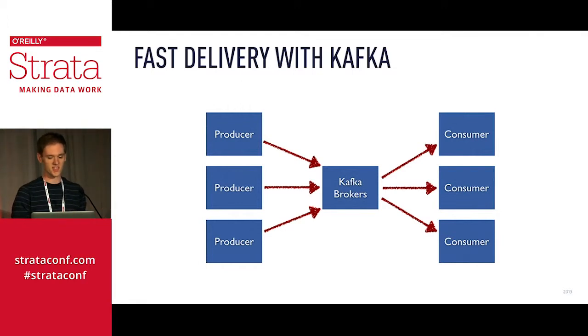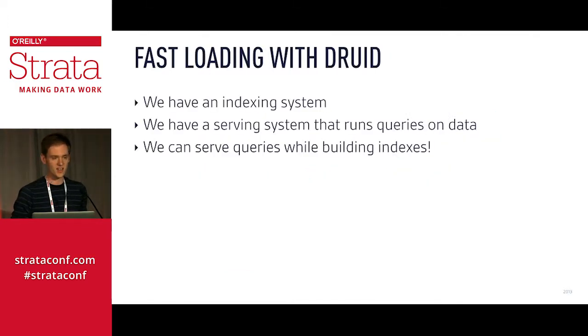So once we have this, the natural thing to do is to hook up Druid as a Kafka consumer, which is what we did. And the way we did that is we looked at what we have with Druid. We have a query system, we have an indexing system. Why don't we just combine them together? And that's basically what we did. We now have an indexer that serves queries while it's building indexes.